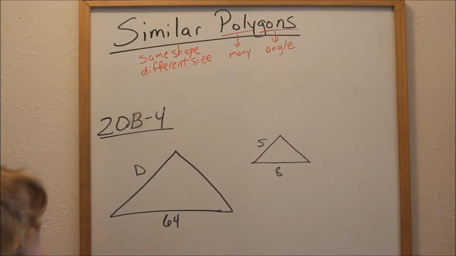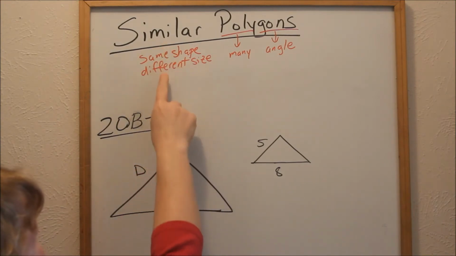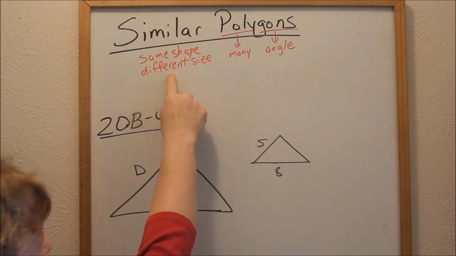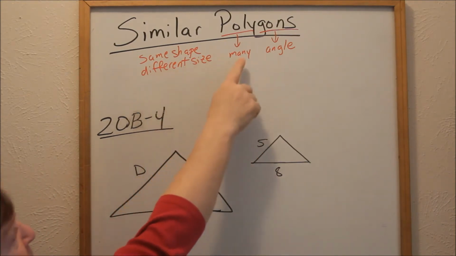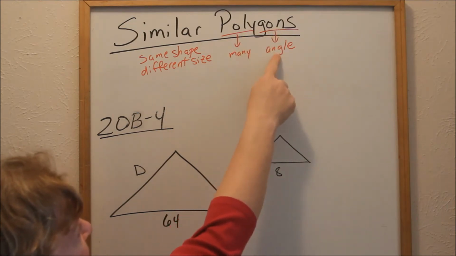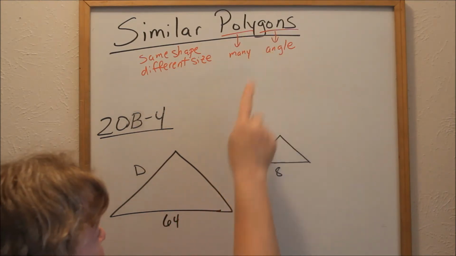Okay, today we're doing similar polygons. The word similar means same shape, different size. So same shape, but not the same size. The word polygon: poly means many, gon means angle. We're dealing with shapes with many angles.